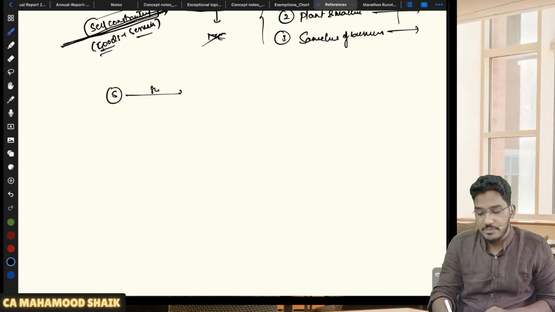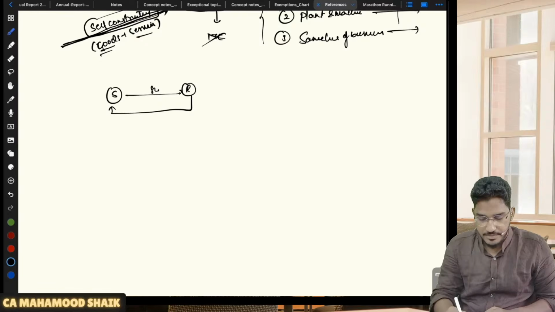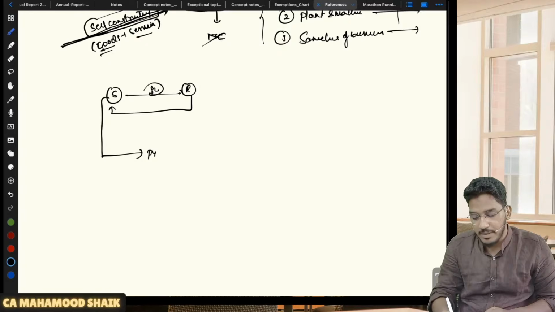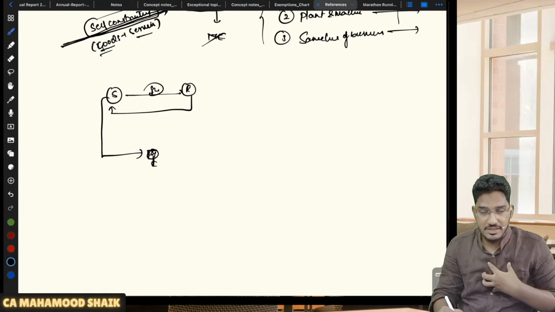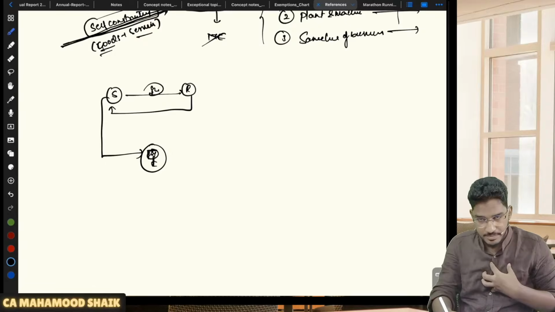Supplier has agreed to make some supply to the recipient. For that, recipient is required to pay some consideration. But in relation to that supply, supplier is required to make some payment to a third party. There is one third party, to whom, in relation to that supply, the supplier has an obligation to make a payment.